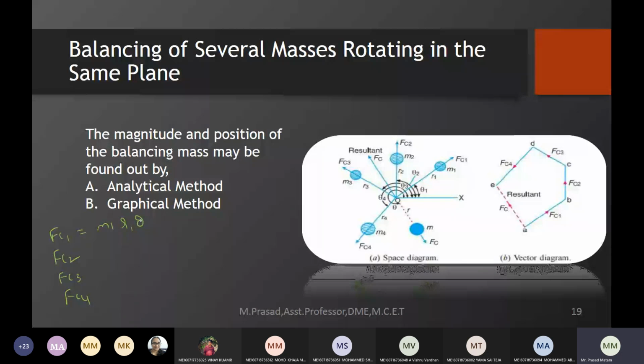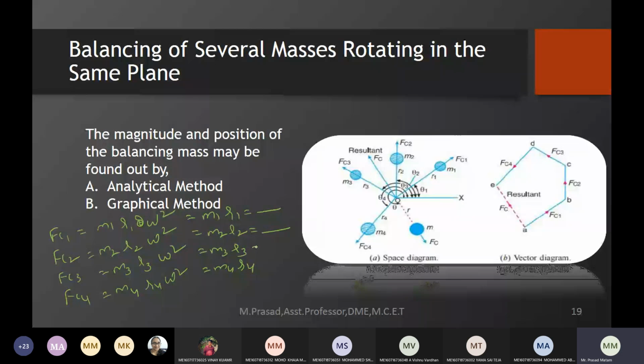We can write it as m r omega square. We know the angular velocity. We know FC1 is m1 r1 into omega square. Similarly, FC2 is m2 into r2 into omega square, FC3 is m3 r3 omega square, and FC4 is m4 r4 omega square. In all the forces, omega is constant, so I am omitting it, and I can write the centrifugal forces as FC1 as m1 r1, FC2 as m2 r2, m3 r3, and m4 r4.